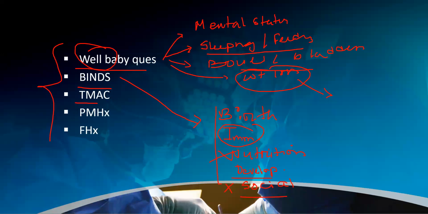After BINDS, then we have TMAC. TMAC consists of travel history, then medication history, then allergic history, and C for contact. Okay. Now, travel history is very important nowadays because of the COVID era. It is very important. Almost everywhere we normally ask these questions nowadays. So travel history and sick contact.